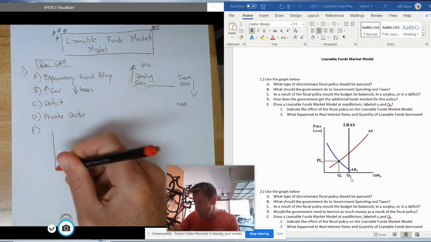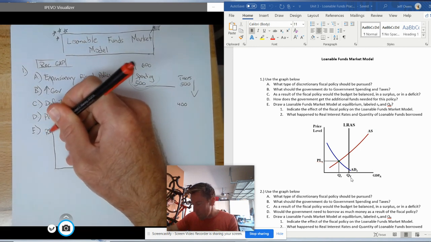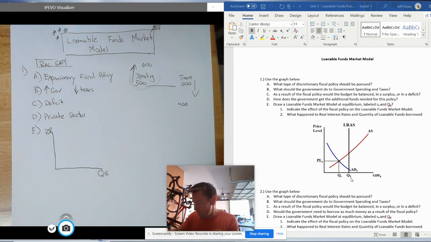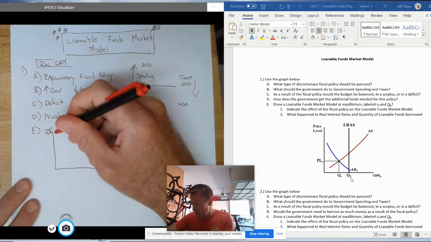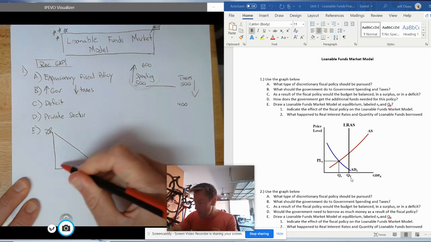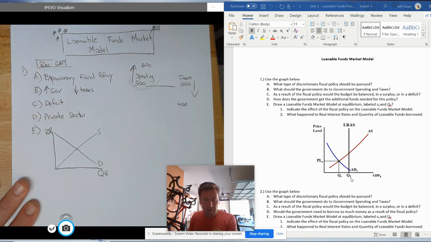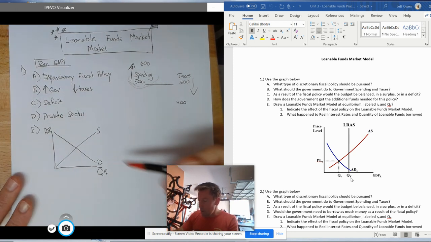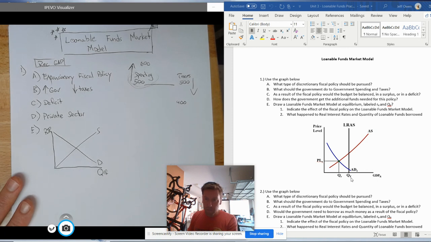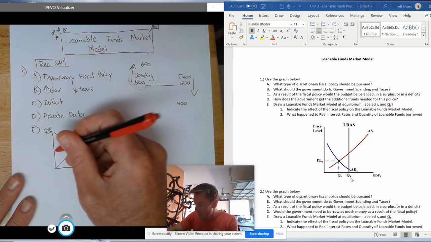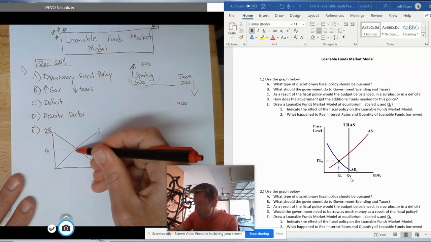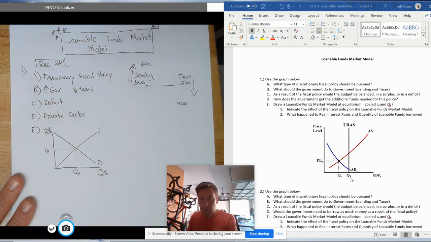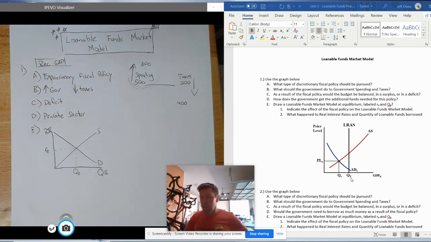So I got my real interest rates right here, my quantity of loanable funds. I just write quantity of loanable funds. You don't have to put the QLF on there. I just do. That way I remember it's the loanable funds market. And then we have the demand for loanable funds, and we have the supply of loanable funds. And the demand is going to increase in this situation, but I'm getting ahead of myself. So let's label that out. So RE at our equilibrium, and QE. So that is where my loanable funds market starts.